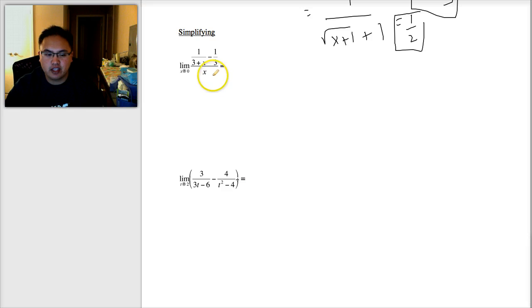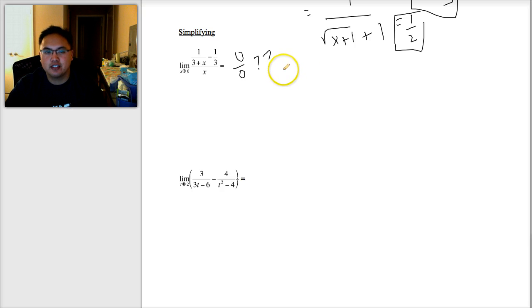I get it. Not a lot of you like fractions. Okay. So in this first one, it says as x goes to 0, and when I plug in 0, here I get 1/3 minus 1/3, which is 0. If I plug in 0 in the denominator, I get 0. 0 over 0. What the heck?